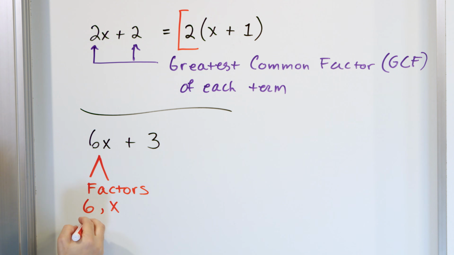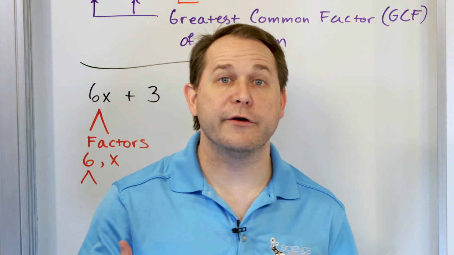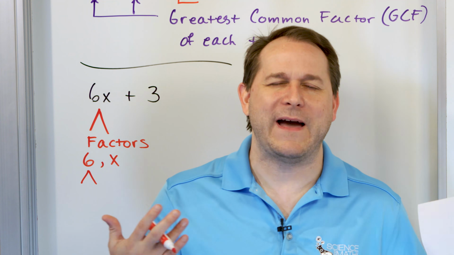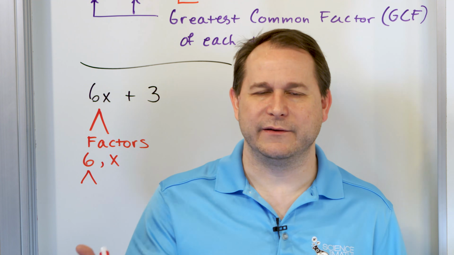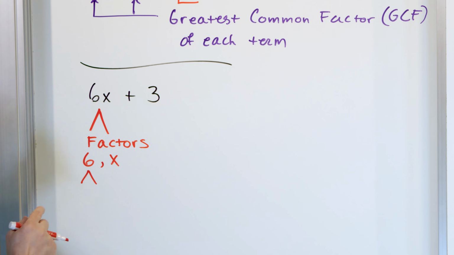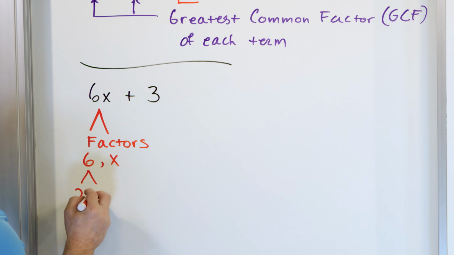However, 6 can also be split up into factors of its own, right? Because there are other things that can be multiplied together to give me 6. I'm talking about factors other than 6, and 6 times 1 is 6, okay? There are other things that can be multiplied together to give me 6. What about 2 times 3? That can also be multiplied to give me 6.